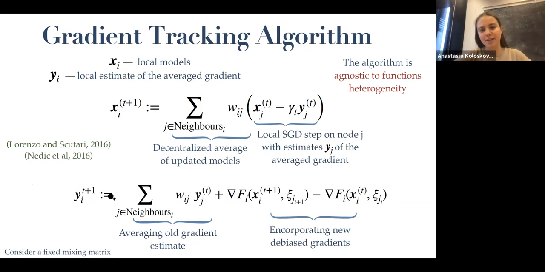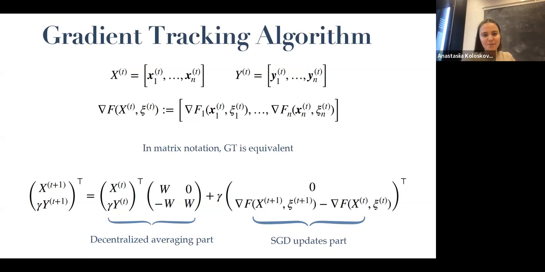This algorithm looks a bit similar but different, and if we want to analyze it, maybe we should look for similarities to previous things. We again use matrix notation because it's convenient. Now we look at these updates of X and gamma Y, where gamma is the step size as before. If we write this in matrix notation, we get a nice form where one part is similar to performing decentralized averaging, and the second part captures SGD updates, but a bit differently: we have step size times gradients, and here we have some averaging with some matrix.